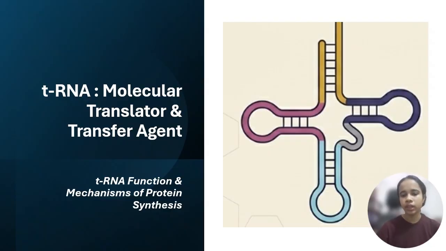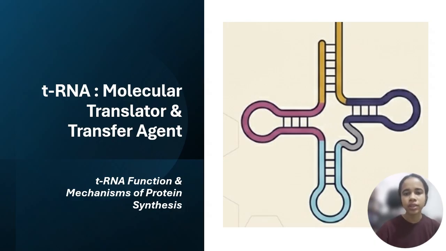Transfer RNA or tRNA is a small RNA molecule that acts like the cell's molecular translator. So why do you need a translator? As I told before, the genetic code is written in 3-letter codons on the mRNA, whereas proteins are written in amino acids. To convert the language of 3-letter codons on mRNA to amino acids, you require a translator. That translator is transfer RNA.